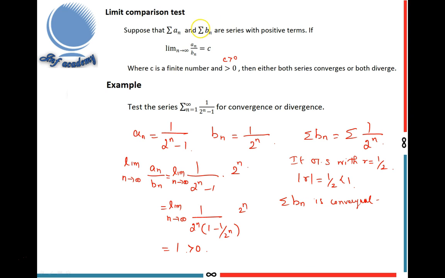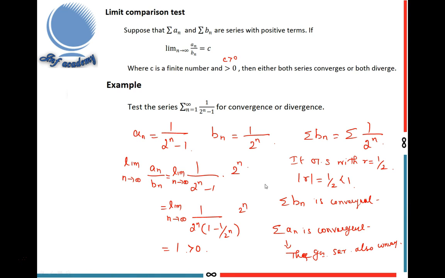So by using the limit, the limit as n tends to infinity of an by bn is also greater than 0. So by the limit comparison test, sigma an is also convergent. Sigma an is the given series, so the given series is also convergent. This is one example of the limit comparison test.